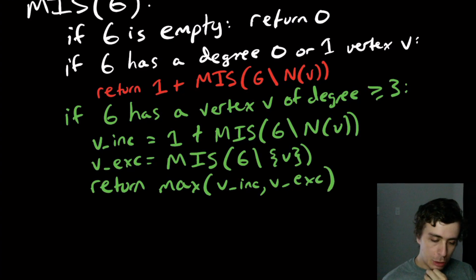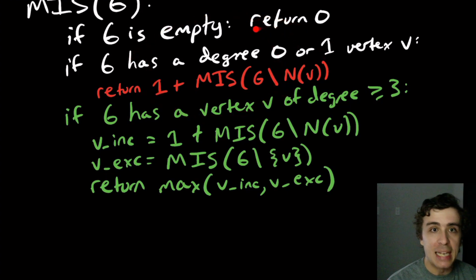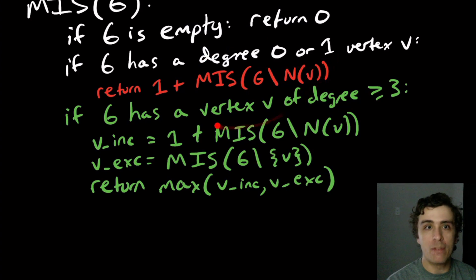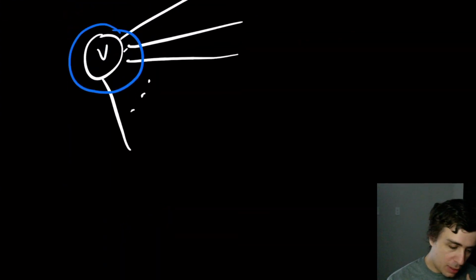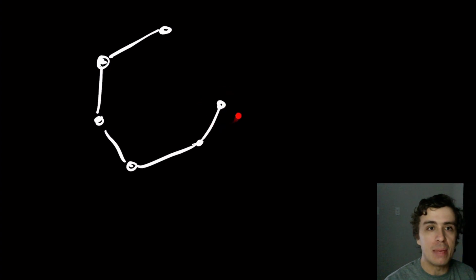All right. So why is the 3 important? Suppose that we are not in any of these cases. The graph is not empty, there's no degree 0 or 1 vertex, and there's no vertex of degree at least 3. Then that means every single vertex is of degree 2. Okay? Every vertex in the graph is of degree 2. Why is that important? Let's think about what degree 2 vertices mean. If we have a bunch of vertices that are of degree 2, then they must form a collection of cycles.